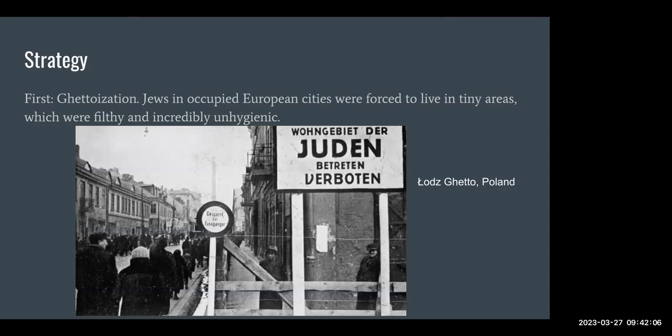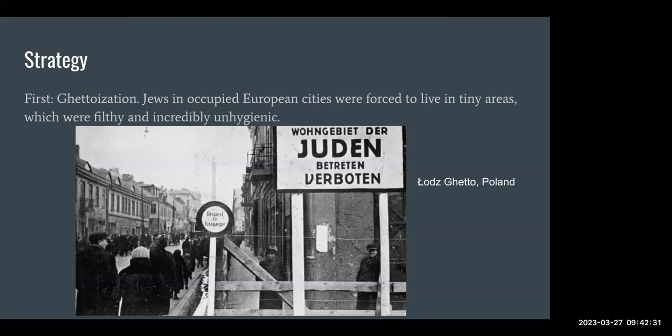These ghettos were guarded. They were sort of barred in. And as time went on, the ghettos were shrunk. They were tiny. They were filthy. They were unhygienic. And that was by design. The more Jews who would be killed in the ghettos, the better, according to the Nazis.